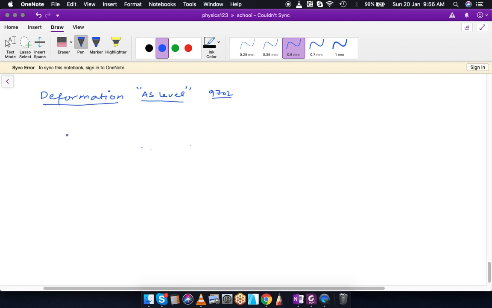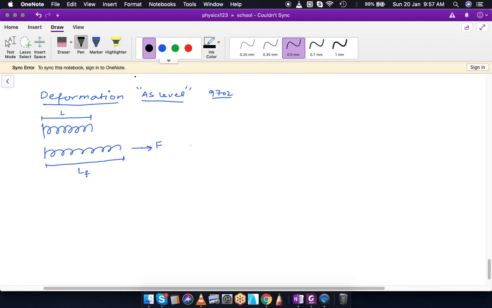Everyone, so today we are going to learn about deformation in AS level. Now let's suppose that we have a spring with a certain length L, and then we apply a force that extends the spring, and the new length it has is now LF.